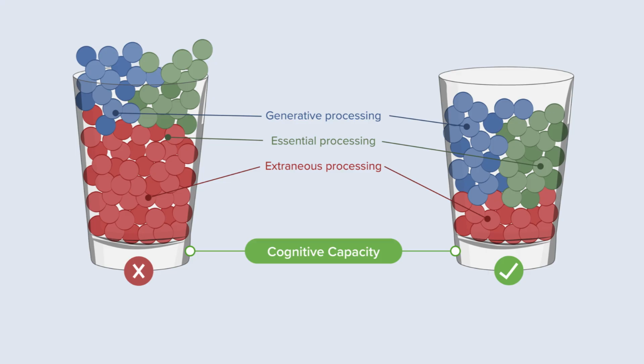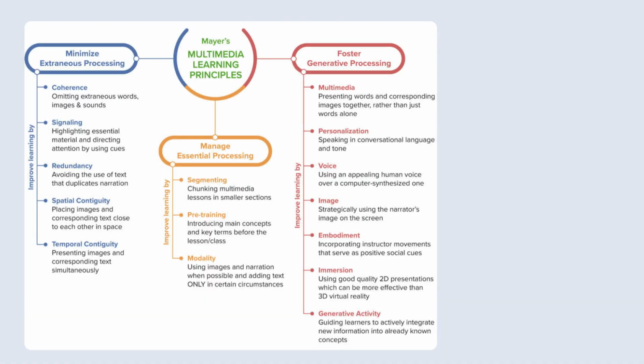So, how do we apply these concepts in practice? Mayer's multimedia principles provide evidence-based guidance. Let's start with strategies that reduce extraneous cognitive load. Remove unnecessary content. This is known as the coherence principle. Avoid decorative graphics, irrelevant animations, excessive text, or background music that doesn't support learning objectives.